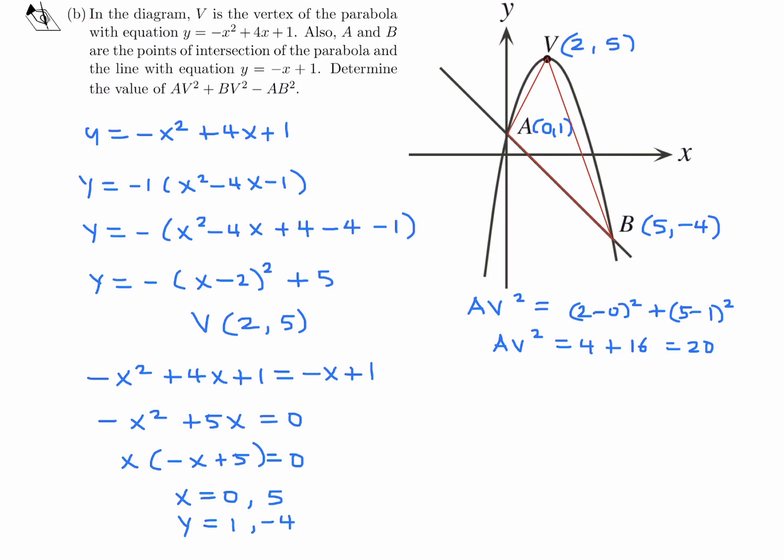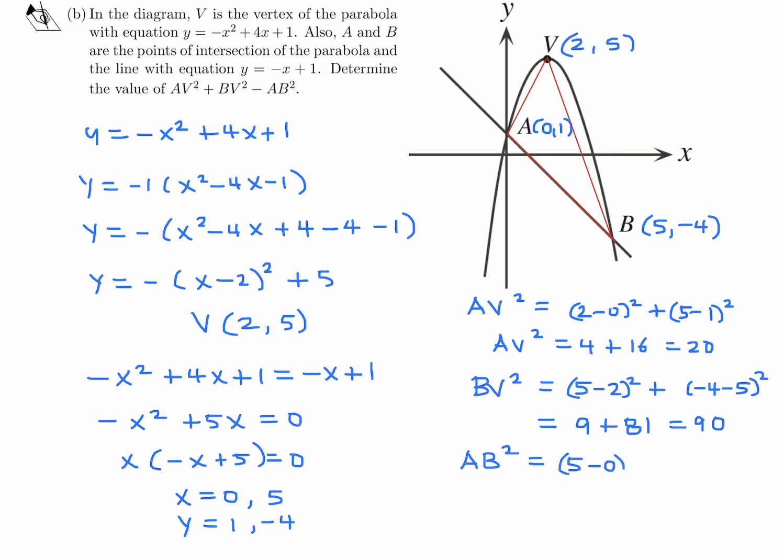All right, let's move forward with BV squared. BV squared, that's going to be 5 minus 2 squared plus negative 4 minus 5 squared, is 9 plus 81, and that is 90. And then finally AB squared, in a very similar way, 5 minus 0, using those 2 points squared, plus negative 4 minus 1 squared, and that will be 25 plus 25, and that is 50.